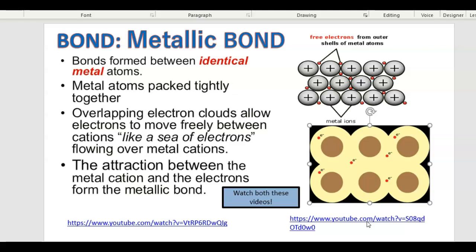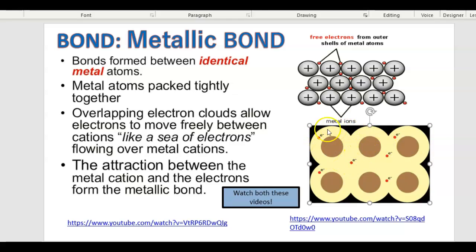So basically what happens, and I know you had a little bit of experience reading about it on two assignments, so you probably already have a good understanding of metallic bonding. What happens is you have all of these metal atoms that are very, very close to one another. They are very tightly packed. And what happens is their electron clouds start to overlap.